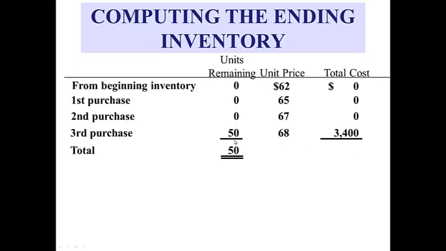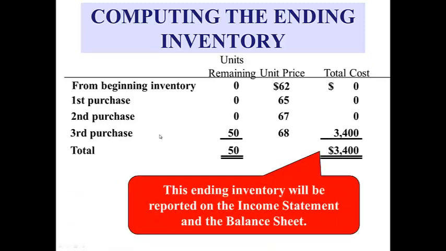As for ending inventory, remember our units came from the third purchase because under first in, first out, all the first 200 units are sold. So we're left with the last 50 at $68 a unit. So our total ending inventory is $3,400 under first in, first out.